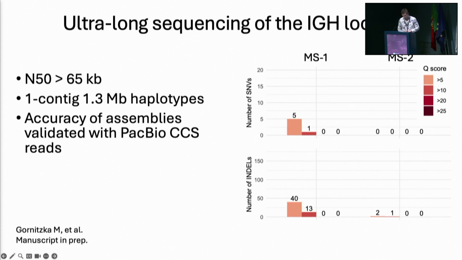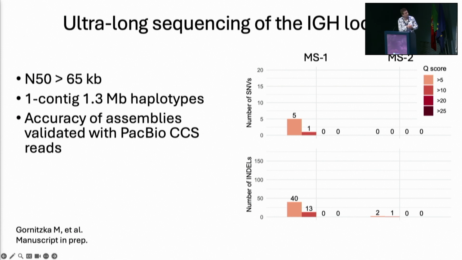So this approach yields an N50 of more than 65,000 bases, and we are generating one contig per haplotype, covering the entire locus of more than 1 million bases. Luckily, the PacBio reads from Corey's lab seem to agree with our assemblies.